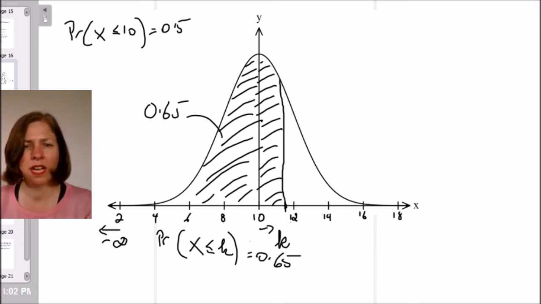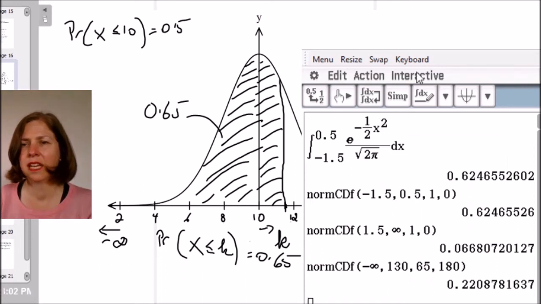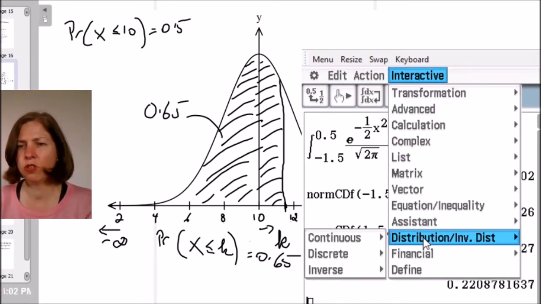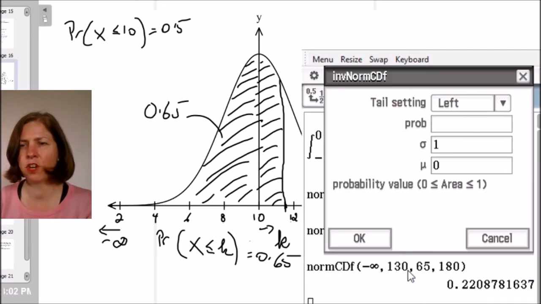So let's bring our CAS back up and let's start doing that. I'm going into main and I'm going to interactive, but this time when I go to distribution, I'm going to choose inverse because I'm doing an inverse calculation, and I go inverse norm CDF, the very first one.